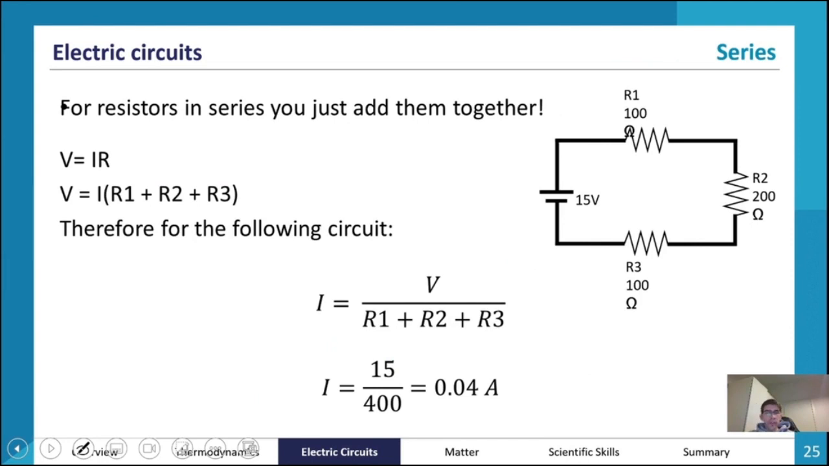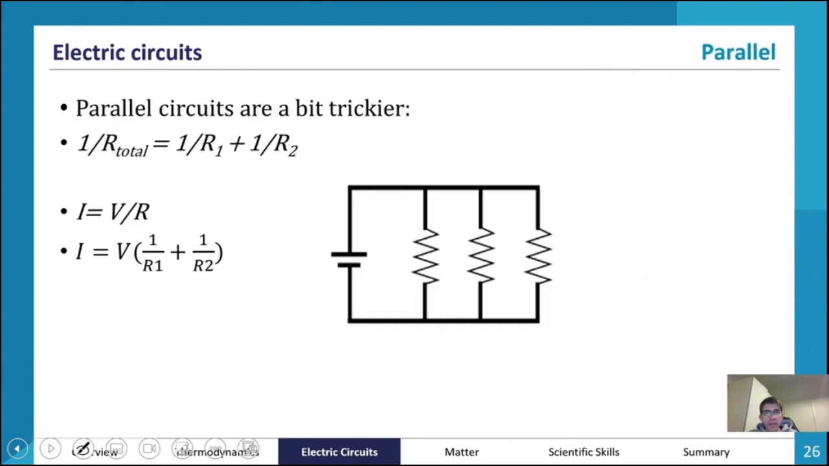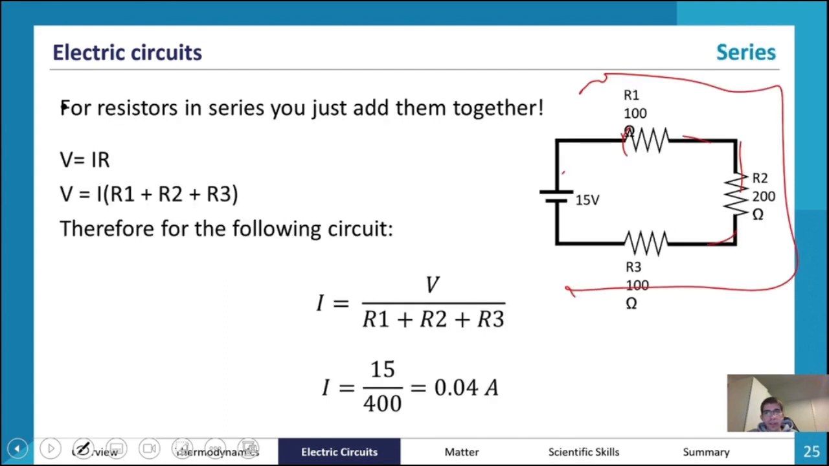Now, circuits can either be in series or they can be in parallel. A series circuit is when the resistors are connected in series, as given in the image below. In parallel, you can see what I mean by it. The resistors are connected in parallel to one another.